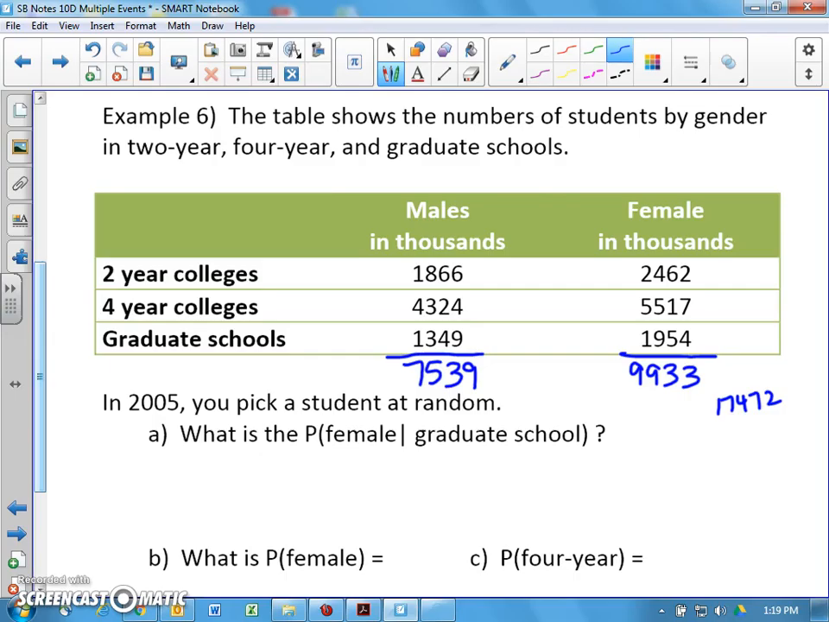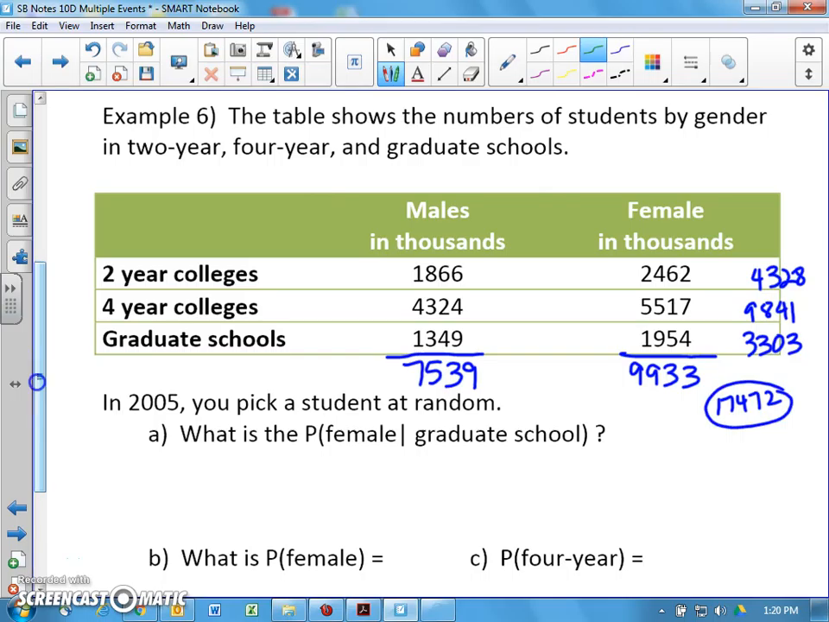We also need to do our sums of our rows. So all the people in 2-year college would be the 1,866 plus the 2,462, which is 4,328. If we add all of those students in 4-year colleges, we get 9,841. All those in graduate schools would be 3,303. If we add those three numbers, it's a quick check on ourselves to make sure we have the right total and we haven't lost anything.